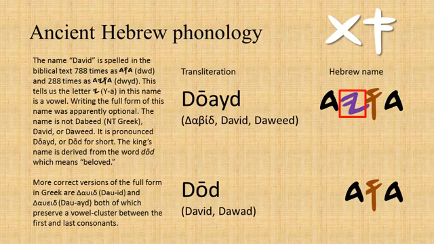It is not David. It is not Dawid. His name is pronounced Do'ed, or Dode for short. The king's name is derived from the Hebrew word Dode, which means beloved. More correct versions of the full form in Greek are Dawid and Daw'ed, both of which preserve the vowel cluster between the first and last consonants in the king's name.